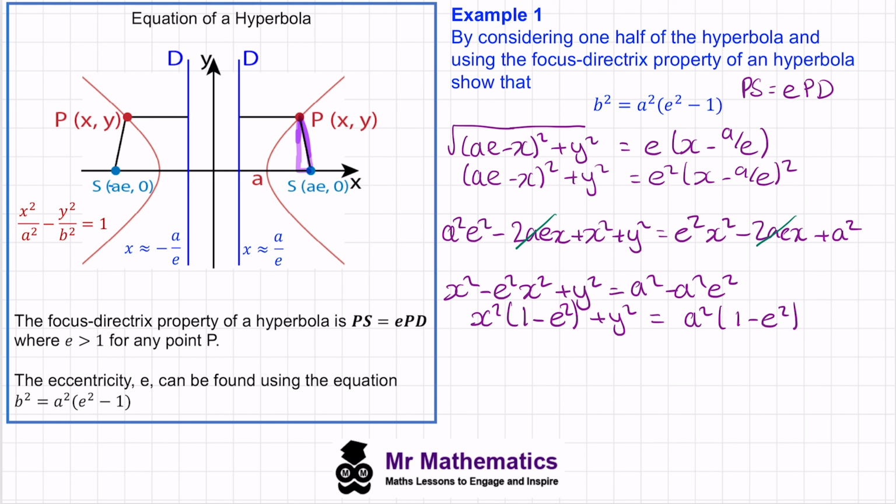So now you can see that we're starting to form this hyperbolic equation here. But we need to make the right hand side equal 1. So we'll divide both sides by a squared multiplied by (1 minus e squared).